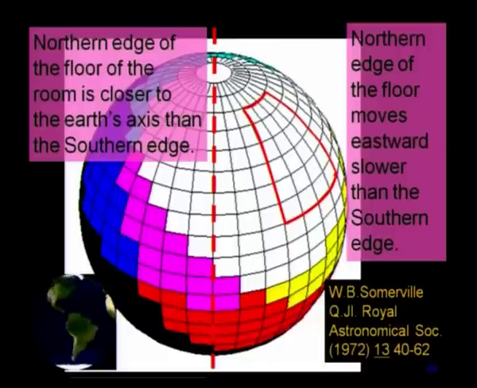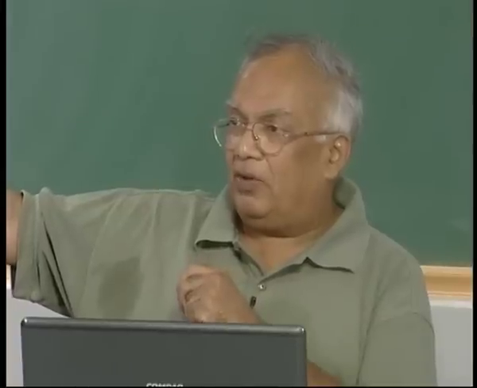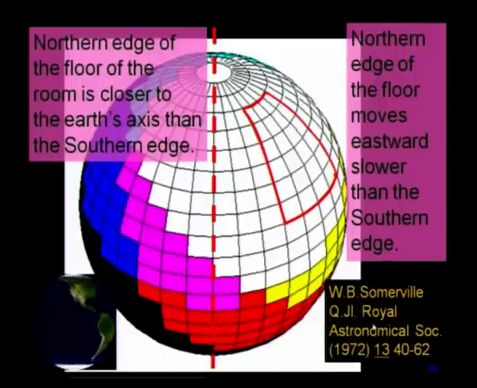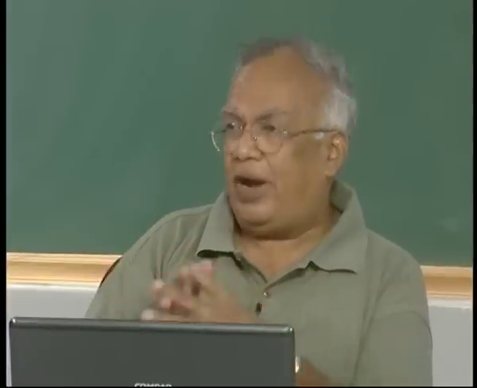in which case notice that the northern edge of the floor is closer to the earth's axis of rotation than is the southern edge, okay. So, the northern edge would seem to be going eastward somewhat slower than the southern edge, which is farther away, because to keep at the same angle, this will have to go faster, and this is very nicely explained in a paper by Somerville. I strongly recommend this, it is available on the internet from the Quarterly Journals of the Royal Astronomical Society in 1972, volume 13, and without getting into too much math, these explanations are very well provided in this article.